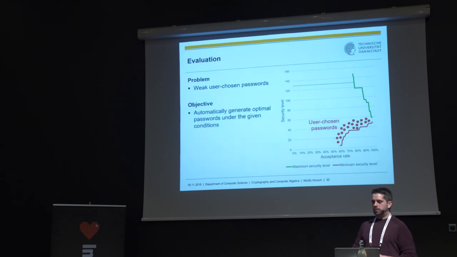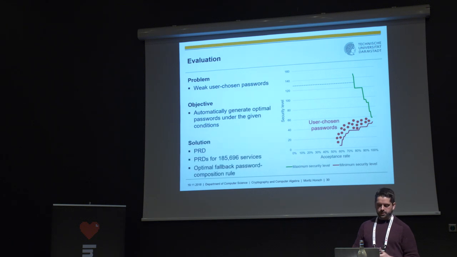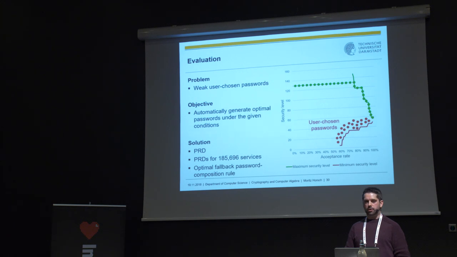My objective was to solve this problem by automatically generating passwords that are attack resistant and valid and comply with the password requirements of the services. And my solution consists of these password requirements descriptions, this database of PRDs for more than 185,000 services, and the optimal fallback password composition rule. With my solution, you get secure, attack-resistant passwords when this is allowed or when we don't know the password requirements of the service. And if the service does not allow that, you get at least the best possible passwords. So in any case, you have the best possible passwords, and the only thing you need to do is provide the URL of the service.